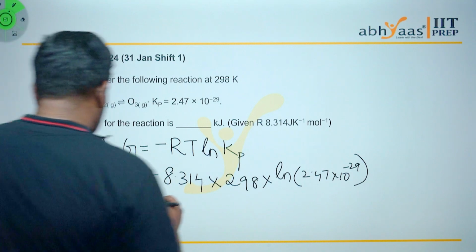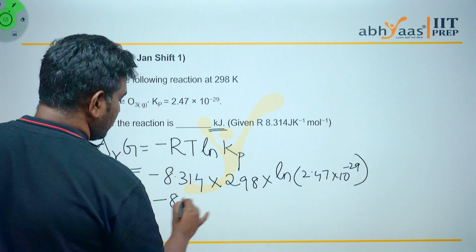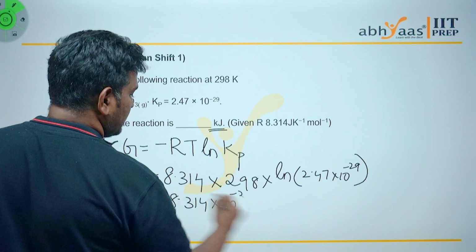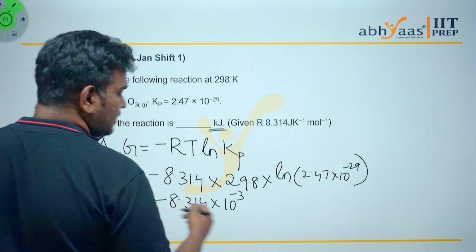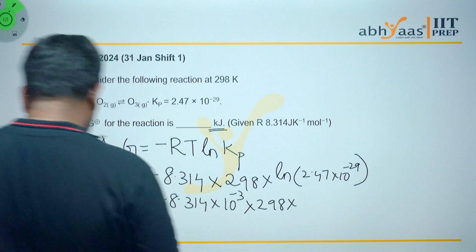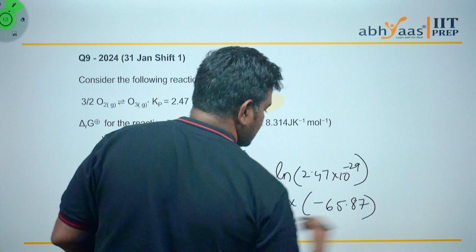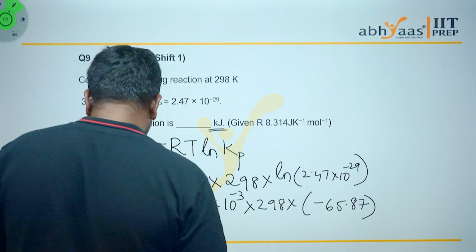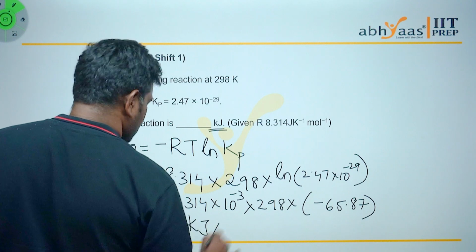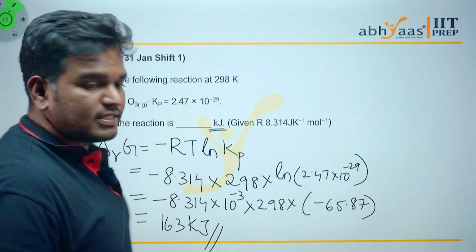So here students, the thing is that we need the answer in kilojoule, right? So don't forget to put this particular 10 raised to minus 3, because we need the answer in kilojoule. So that's why I am multiplying here 10 raised to minus 3, 298, and you will be having this particular value as minus 65.87. Okay, minus 65.87. And at last you will be getting the value as 163 kilojoule. Right, so delta rG in this case will become 163 kilojoule.